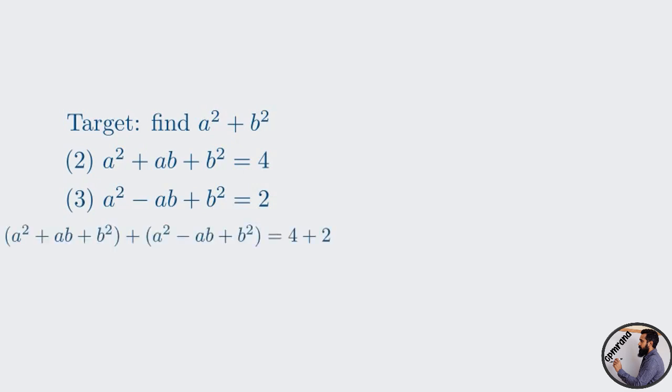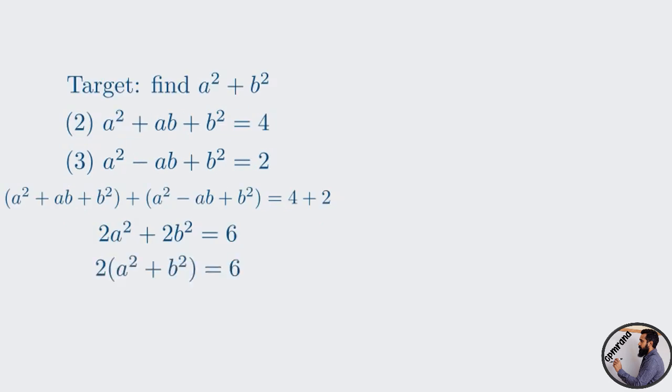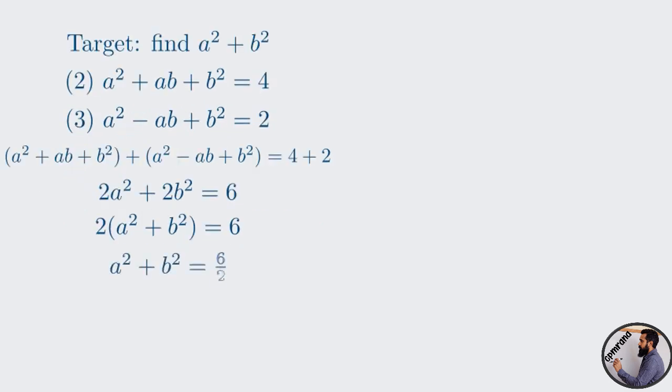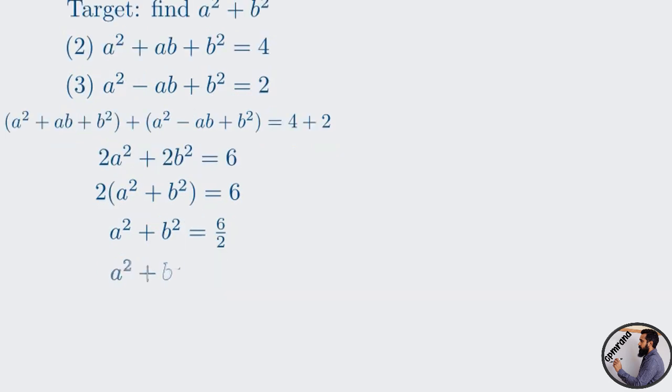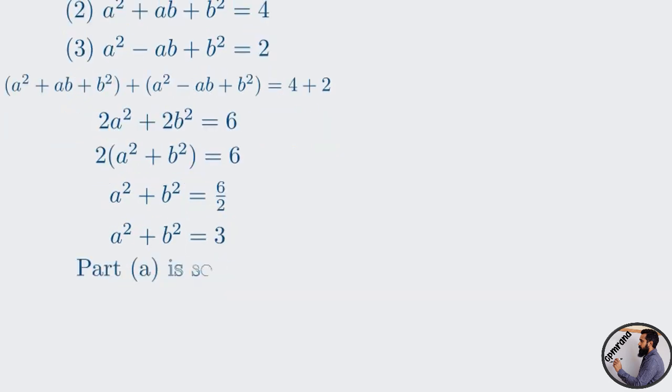To isolate the squared terms, let's add these two equations together. When we combine them, look at the middle terms. The positive ab and the negative ab will cancel each other out. We are left with 2a squared plus 2b squared equals 6. To simplify this further, we can factor out the 2. Now, divide both sides by 2. This gives us our result. There we have it. The value of a squared plus b squared is 3. This completes the first part of our problem.